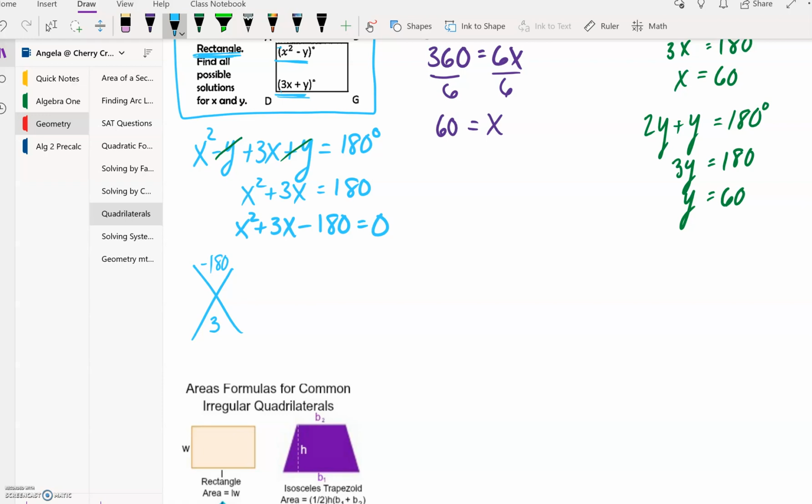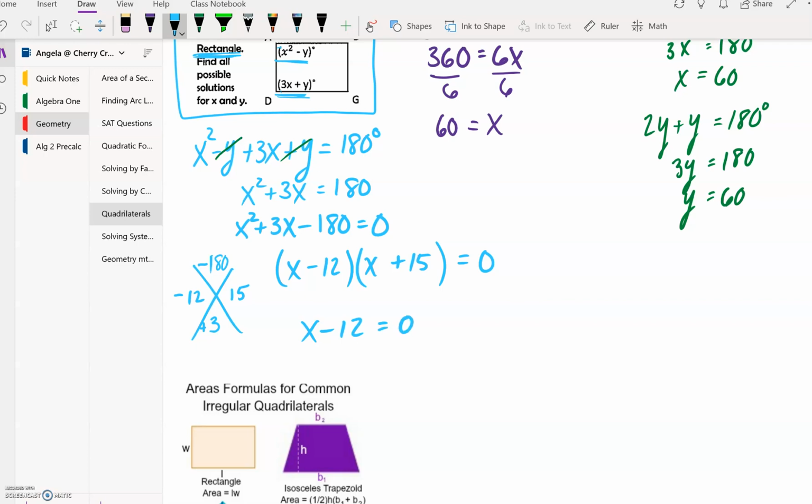That should work out, because if I use a negative 12 and a positive 15, then they will be 3 apart. They'll add together to be a positive 3, and when I multiply them, I get a negative 180. So again, you guys might be doing some guess and check on your factoring. However you're choosing to factor this, this is going to be x times x. To get our positive 3 and our negative 180, we can use negative 12 and a positive 15.